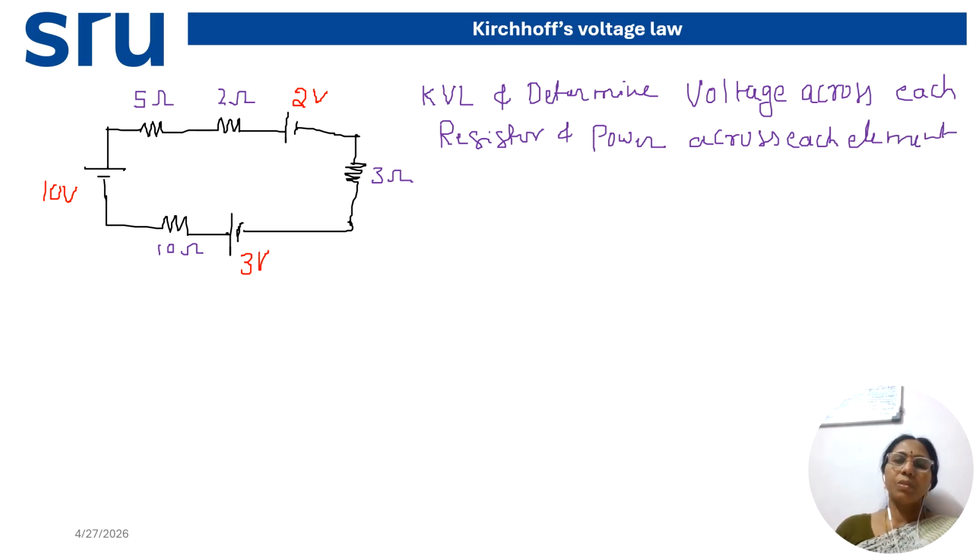So first, read the question properly, and see what is the question that is given. First apply KVL and determine voltage across each resistance. If you want to get the voltage, according to Ohm's law, V equals IR. Voltage across a resistance is the product of current and resistance. So without current we cannot determine the voltage. That's why resistor values are given. First we have to find out the current.